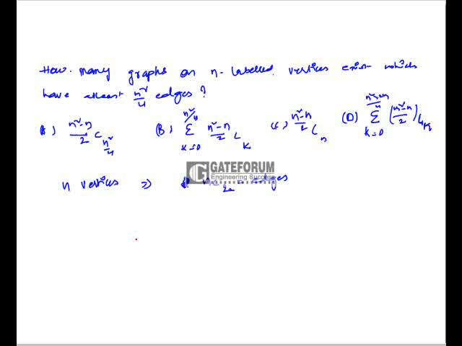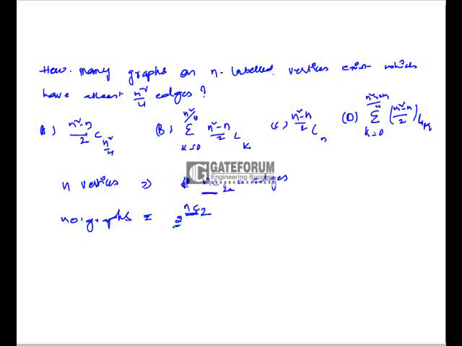In order to construct a graph, we can choose edges. That means the number of graphs is nothing but the number of ways of choosing those nC2 edges. For each edge there are two chances: either it can be chosen or it cannot be chosen. So the number of graphs is 2 to the power nC2, where nC2 is the number of edges.